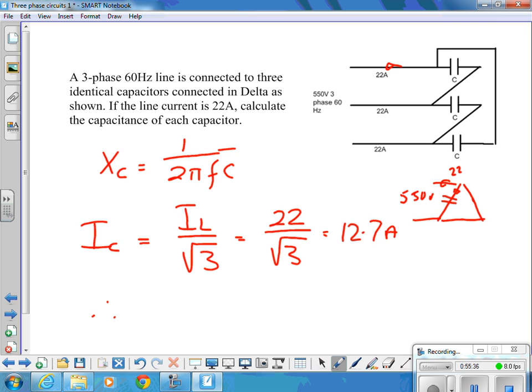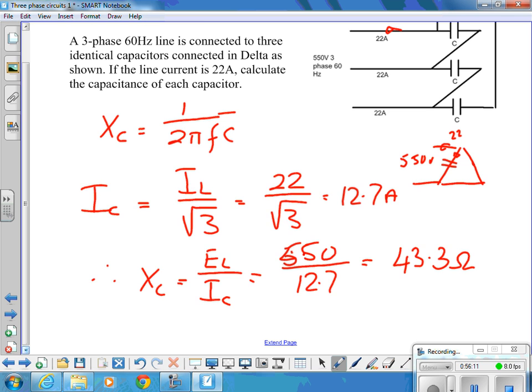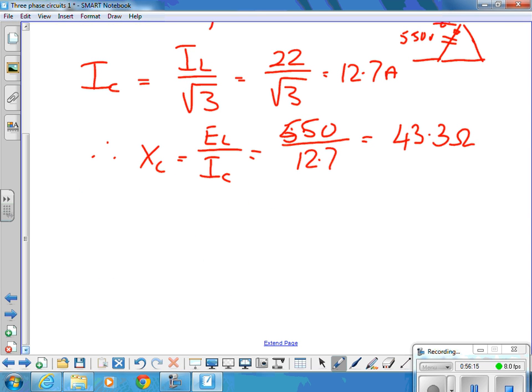Therefore, XC, the impedance, must be equal to EL over IC, that's 550 over 12.7 equals 43.2 ohms. Yeah. Notice we're not having to get involved with any kind of angles or complex numbers here, because we ain't interested in the phase difference.